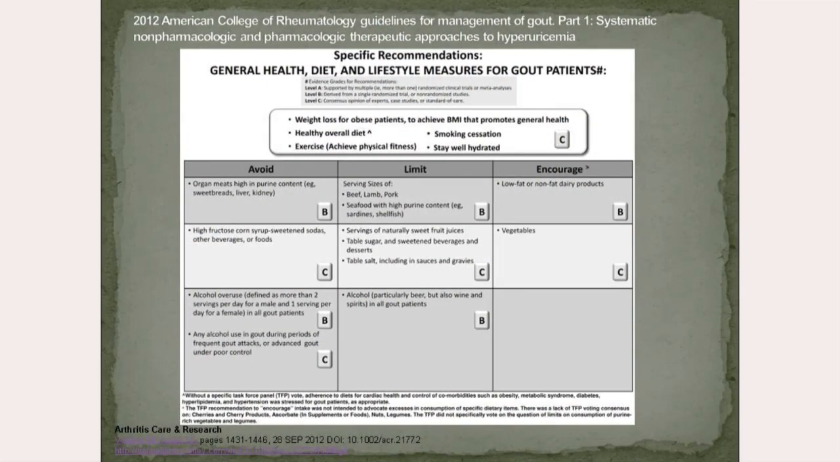So basically, the latest recommendations from the American College of Rheumatology are to avoid the meats, like I mentioned, sweetbreads, liver, kidney, and to avoid high fructose corn syrup, like found in sodas. Diet sodas are fine, it's just the highly sweetened sodas that are problematic. Avoid alcohol overuse. Limit beef, lamb, and pork, seafoods with high purine content, such as sardines and shellfish, servings of naturally sweet fruit juices, sugar-sweetened beverages and desserts, table salt, and alcohol, especially beer, as I mentioned. And encourage low-fat or non-fat dairy products, which again can help protect you from gout. And eating vegetables is also recommended.